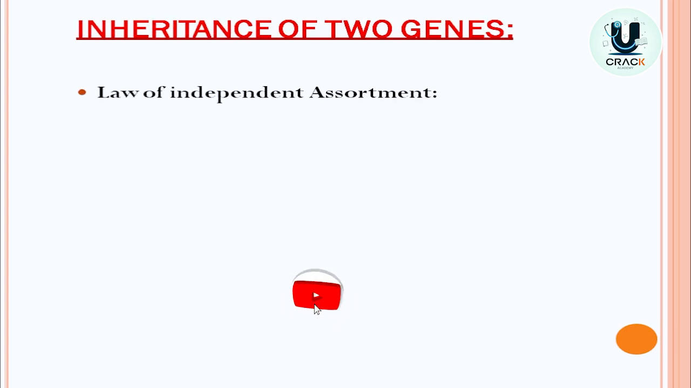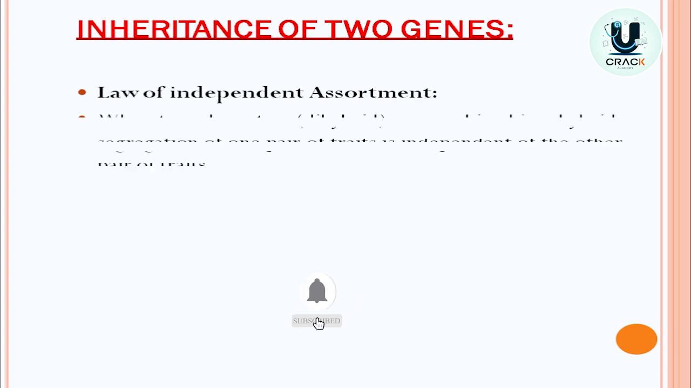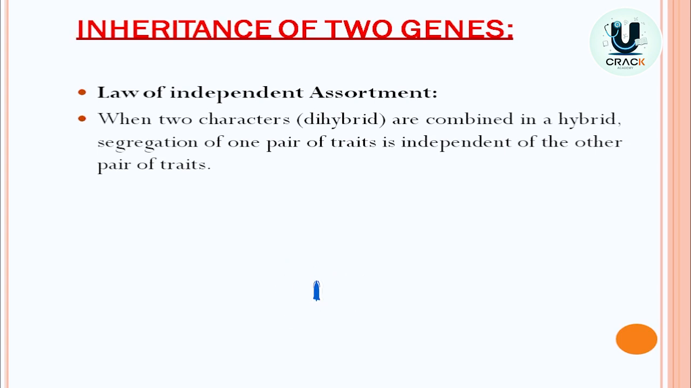Inheritance of two genes. Law of independent assortment. When two characteristics are combined in a hybrid, one pair of the traits segregates independently of the other pair of traits.